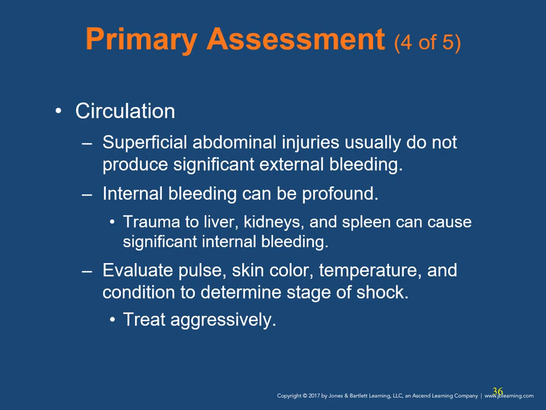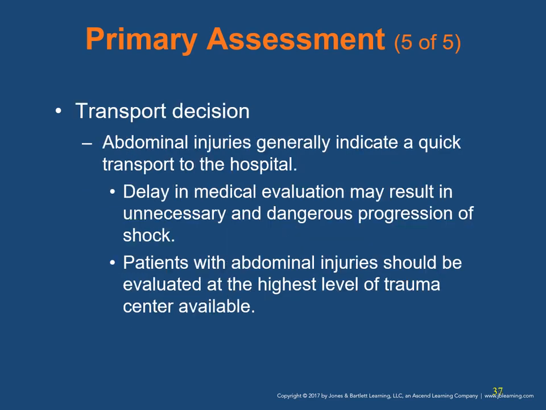Circulation. Superficial abdominal injuries usually do not produce significant external bleeding. Internal bleeding can be profound. Trauma to the liver, kidneys, and spleen can cause significant internal bleeding. Evaluate pulse, skin color, temperature, and condition to determine the stage of shock. Treat aggressively if the patient is in shock.